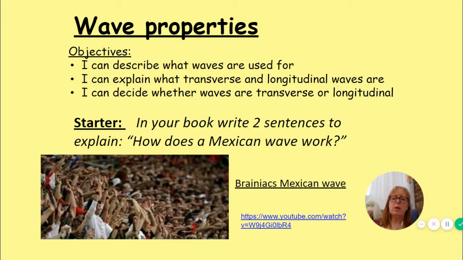And you'll notice that the people in the Mexican wave move up and down, but they don't start at one end of the grandstand and go running down the other end. It's actually just the energy that moves. It's a really good model of how waves actually work. So you can see that the energy gets passed along, but the parts of the wave just stay where they are.